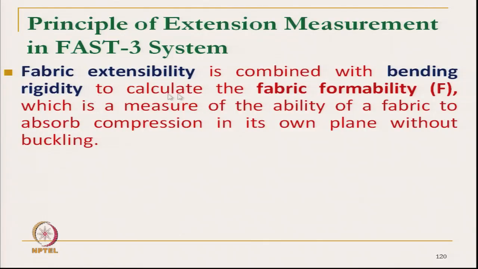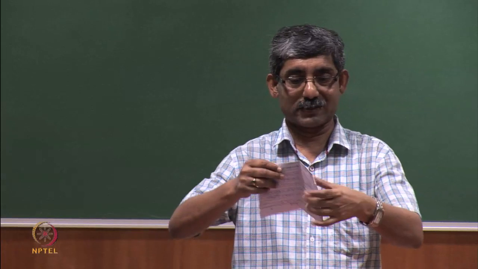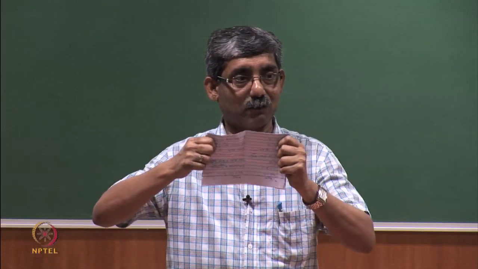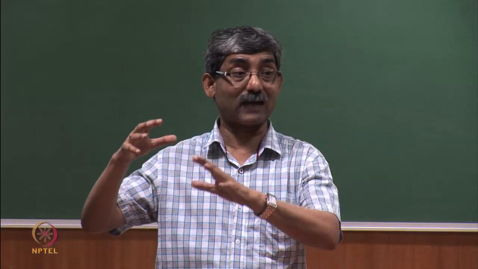So, fabric extensibility, when it is combined with bending rigidity, is used to calculate the formability. Which is a measure of the ability of fabric to absorb compression, okay, in its own plane without buckling, that is called formability. So, that means with the lower level of extension and bending, if we know. So, any material, if we compress it, it will start buckling, but fabric actually takes a little bit of time.